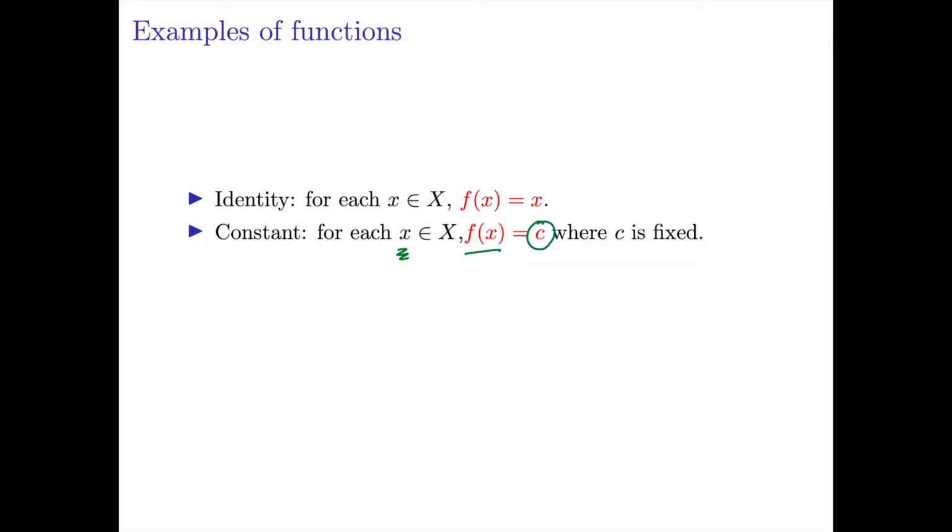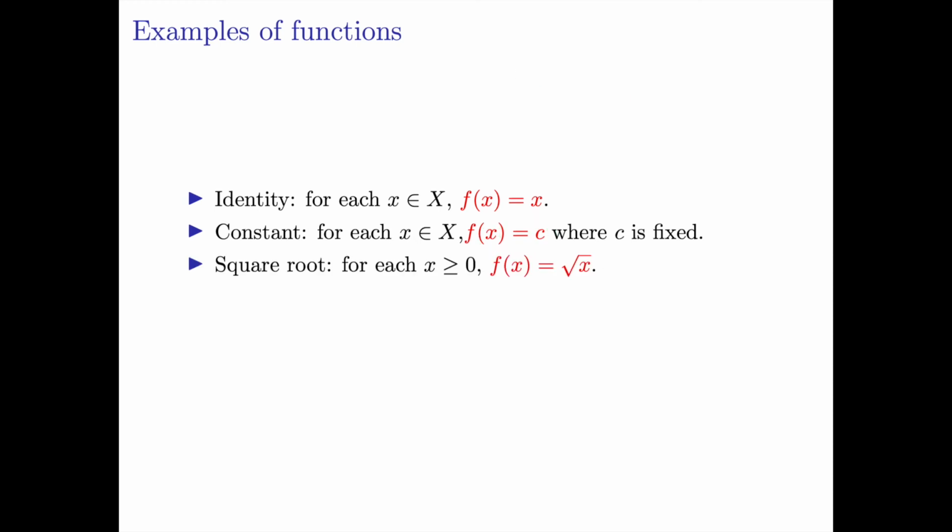C could be, for instance, 2. If f of x equals 2, that means no matter what x is, we're going to map it to the value 2. So here we're going to use c to represent just some constant. C stands for constant, like 2 or 3 or pi, whatever you want it to be. So a constant function is just any function that maps every little x to the same thing.